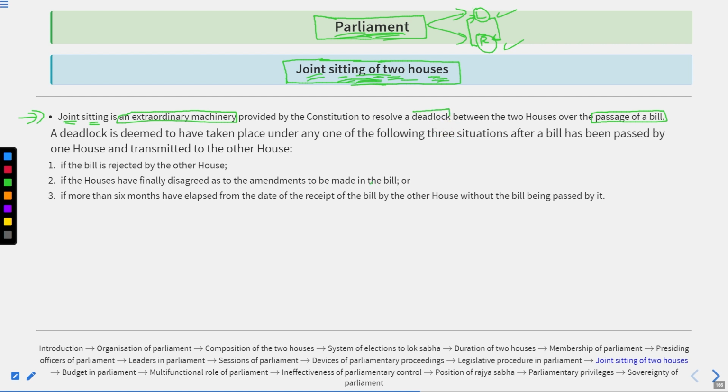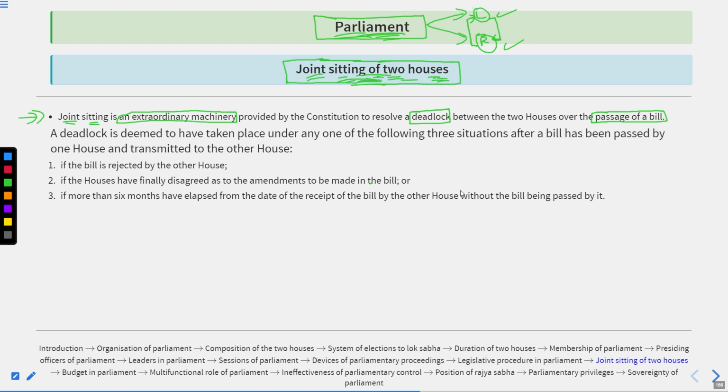What is the concept of deadlock? So we could understand it like this. Suppose a bill was presented and passed by one house of parliament. Then when the bill reaches the other house of parliament, that house refuses to pass the bill. That creates a deadlock between the two houses. It means one house is in favor, the second house is opposing.